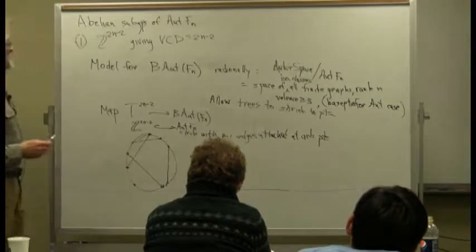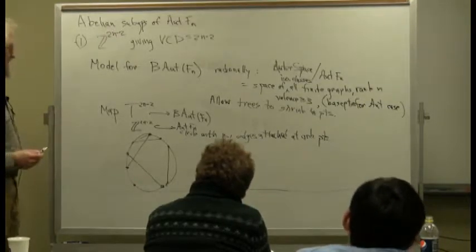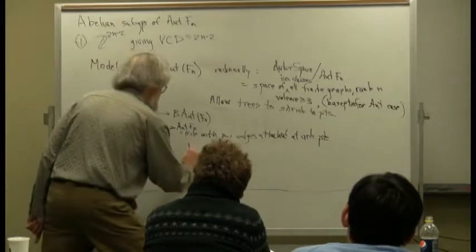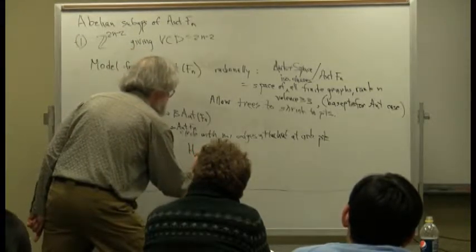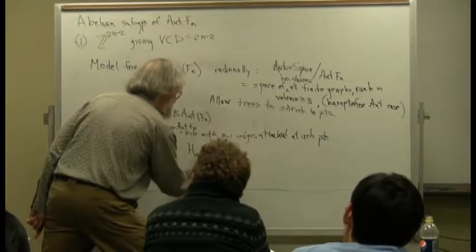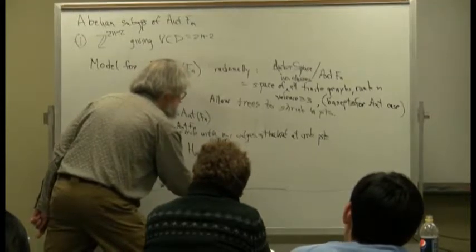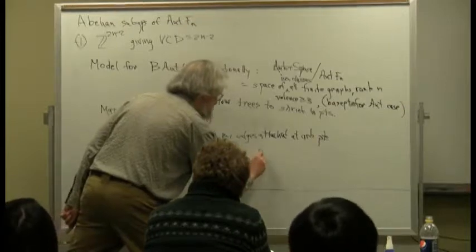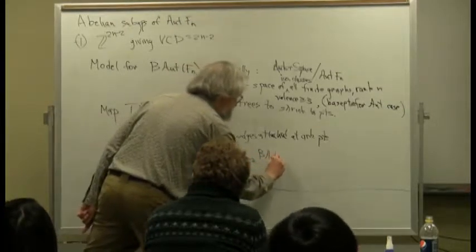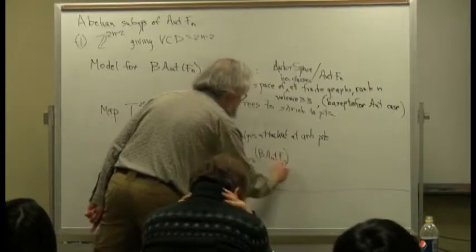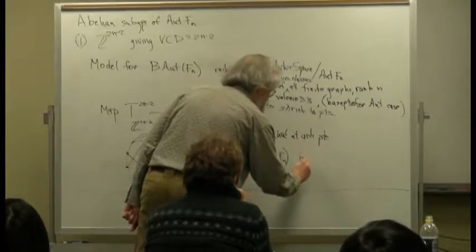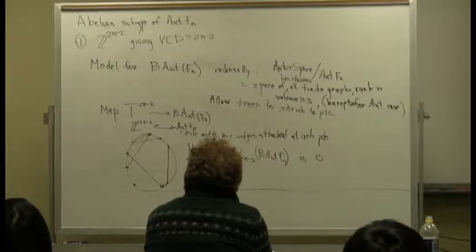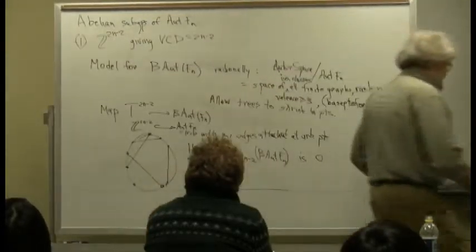Well, unfortunately, or maybe fortunately, you look at the induced map on the top dimensional homology from the torus to the B Aut F_n with rational coefficients. That map is actually 0 by a symmetry argument.